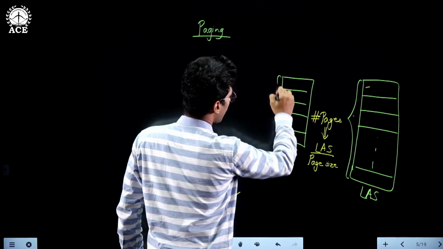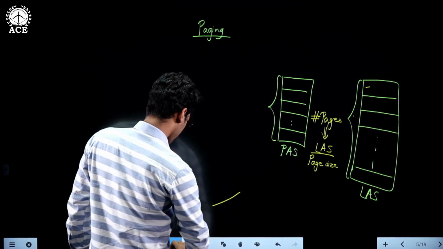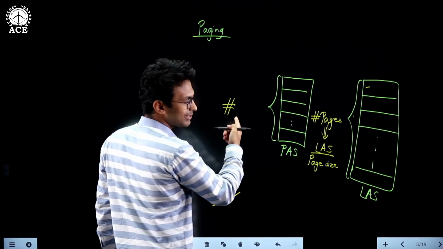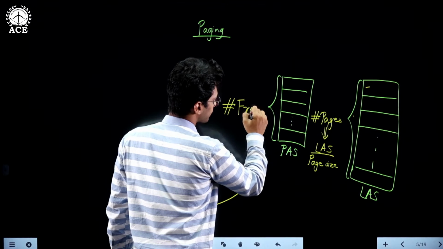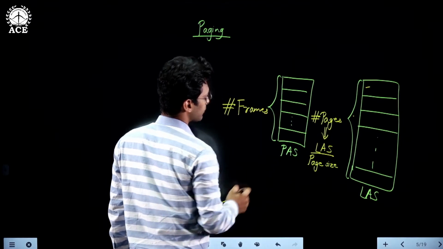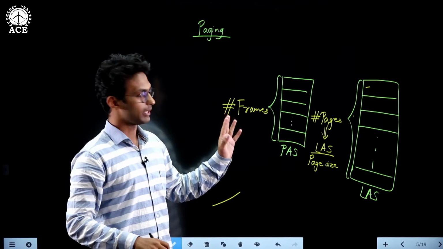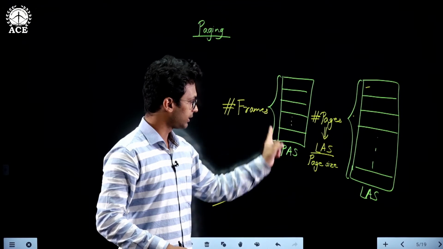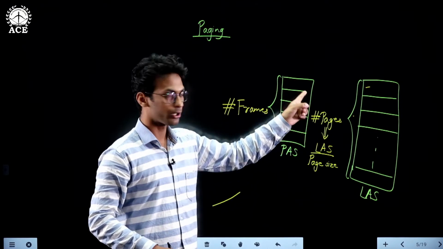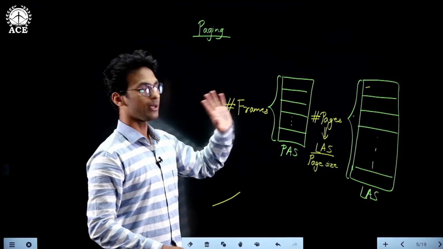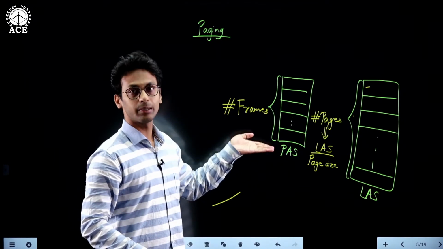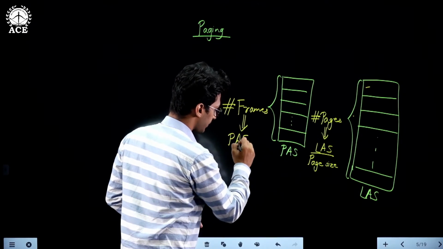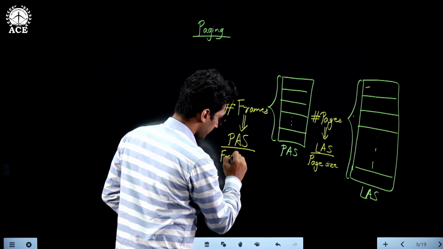See, all these are frames. The hashtag just indicates the number of frames. So how many frames will be there? If this entire thing is the PAS and this small slot is a frame, how many frames will be there? Obviously, PAS divided by frame size. The formula: physical address space divided by frame size.